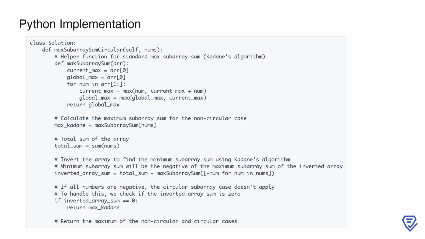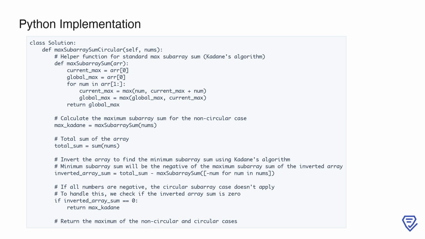Here, we define a Python class called Solution and implement the method maxSubarraySumCircular. To tackle the problem, we start by defining a helper function called maxSubarraySum. This function is an implementation of Kadane's algorithm, which finds the maximum subarray sum for a given array. Inside it, we maintain two variables, current_max, which tracks the maximum sum of subarrays ending at the current element, and global_max, which stores the overall maximum subarray sum encountered so far. As we iterate through the array, we update these values to ensure we capture the largest subarray sum efficiently.